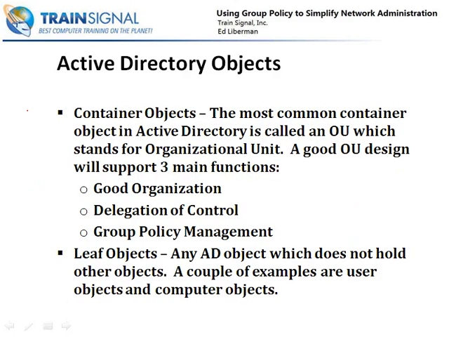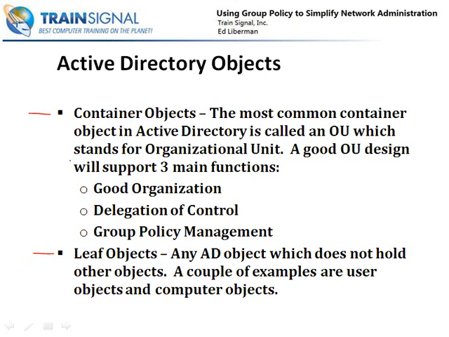Next, let's take a look at the objects within the Active Directory database. Now, there's two different types of objects. We have container objects and leaf objects. And as I mentioned before, a leaf object is going to be any object that does not hold any other objects. So a couple examples would be either users or computers.